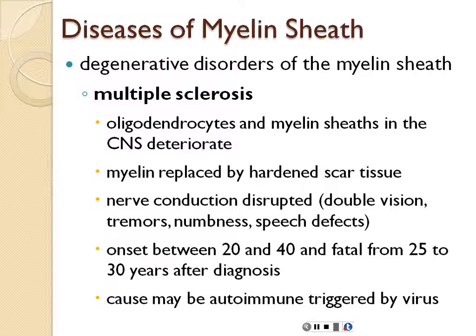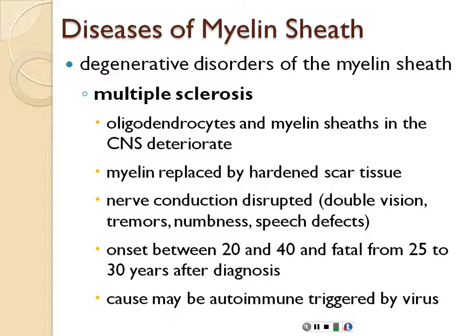So some of the diseases, the main disease of the myelin sheath is multiple sclerosis, MS. And with MS, the myelin on the axon starts to deteriorate. So just right off the bat, before you look at anything else, if we said myelin has what function?